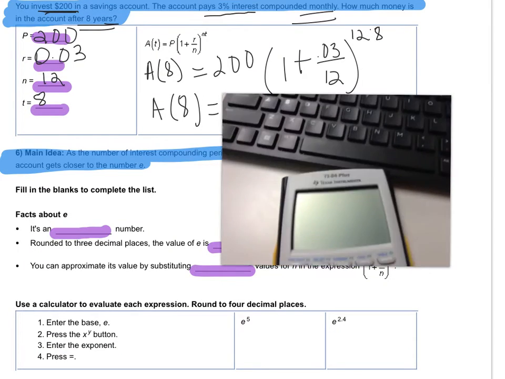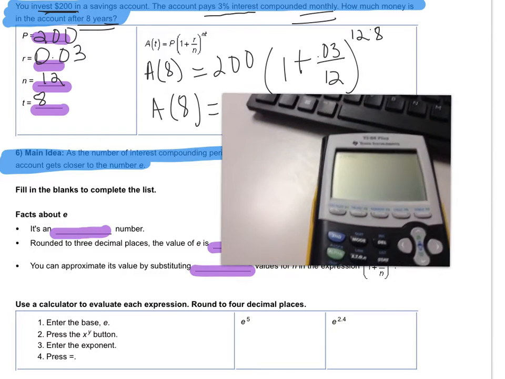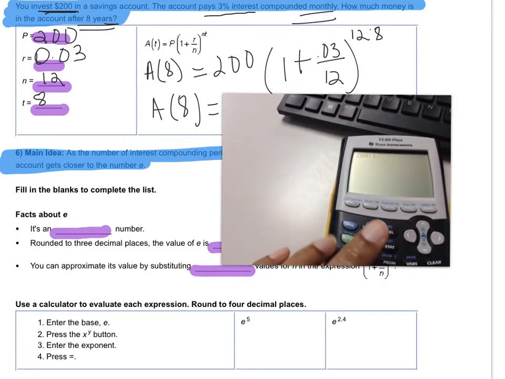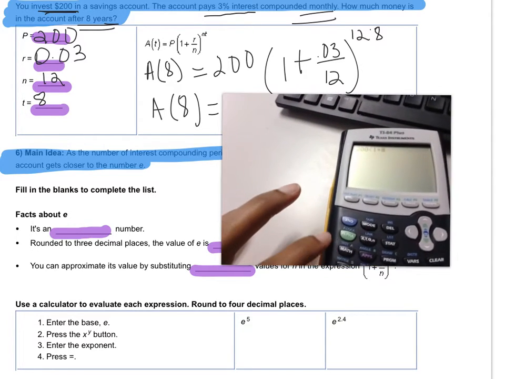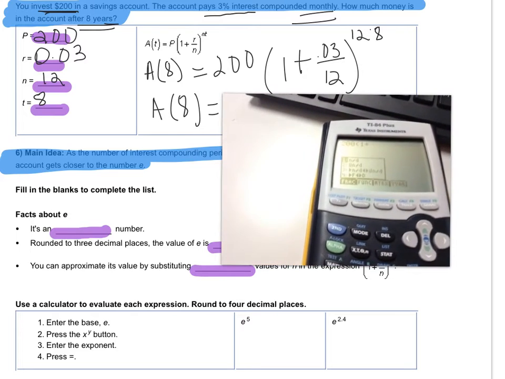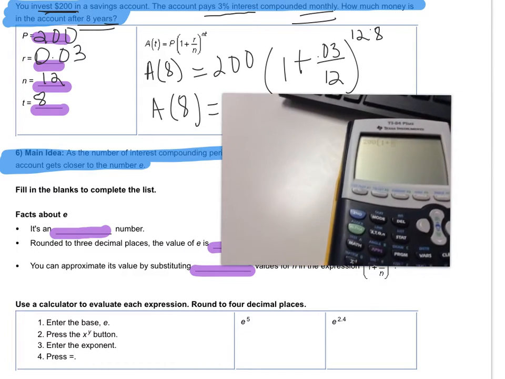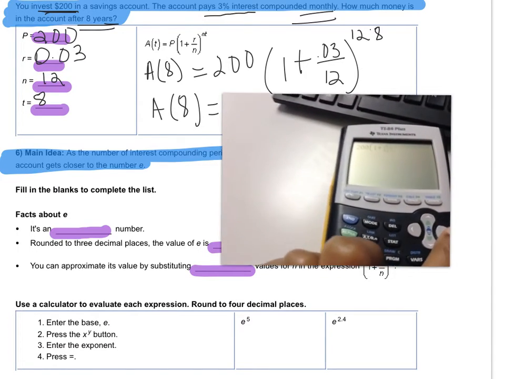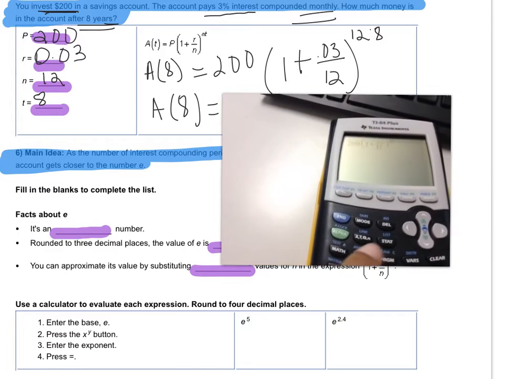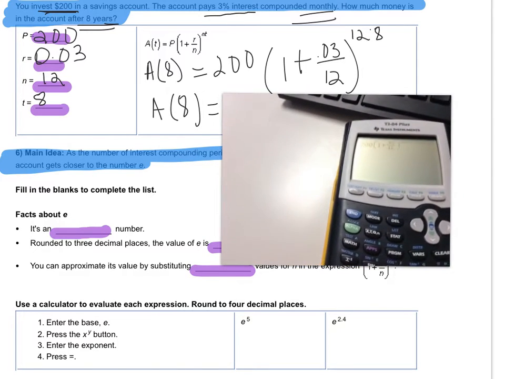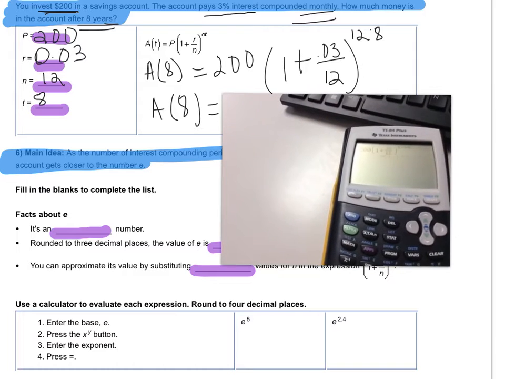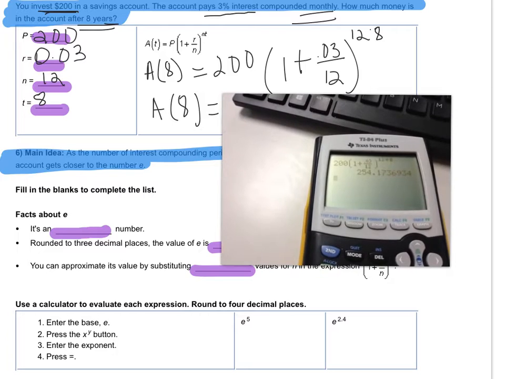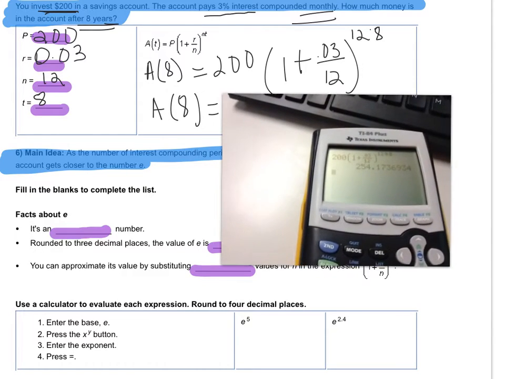Okay, so here we go. We're about to plug it into the calculator. We got 200, open parentheses, just like it is in the problem, plus. Oh, that should be plus. And we want to get a fraction, so alpha and y equal, just a numerator over denominator, 0.03 over 12, close parentheses, raised to the 12 times 8 power. All right, and we get a total amount in our account now of $254.17.